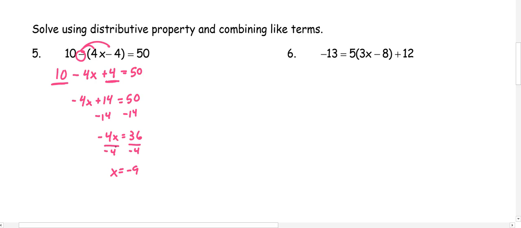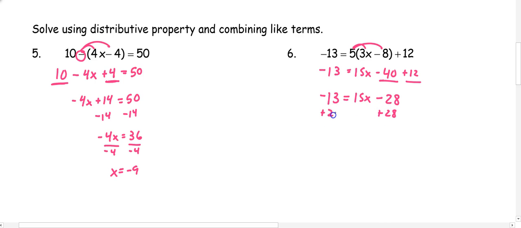Number 6. The thing touching the parentheses to start is 5, so we're going to multiply both things by 5. So negative 13 equals 15x minus 40 plus 12. So again, we have two constants. Negative 40 plus 12 is negative 28. So we get negative 13 equals 15x minus 28. We can add 28 to both sides. 15 equals 15x. So when we divide by 15, we get x equals 1.